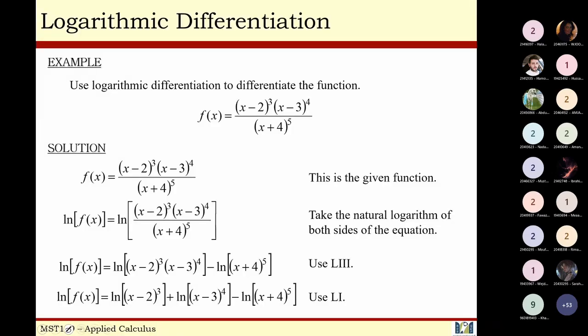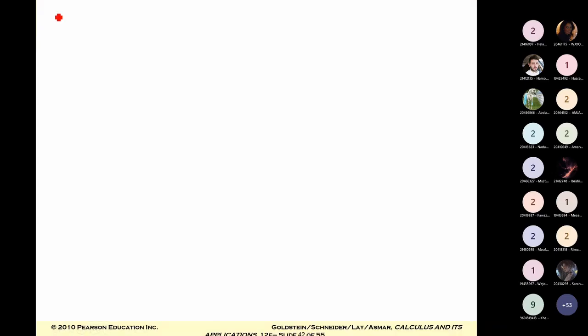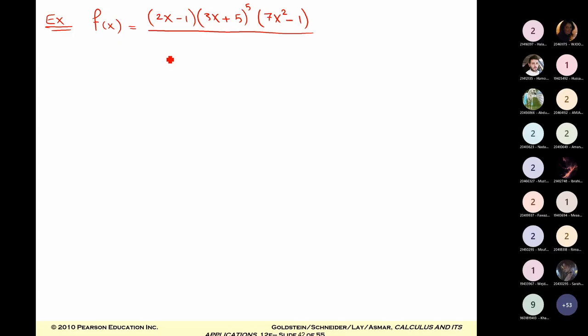Another example. f of x equals (2x minus 1)(3x plus 5) all to the power 5, (7x squared minus 1) over radical x minus 1, multiplied by e to the power ln x. Okay, now find f prime of x.